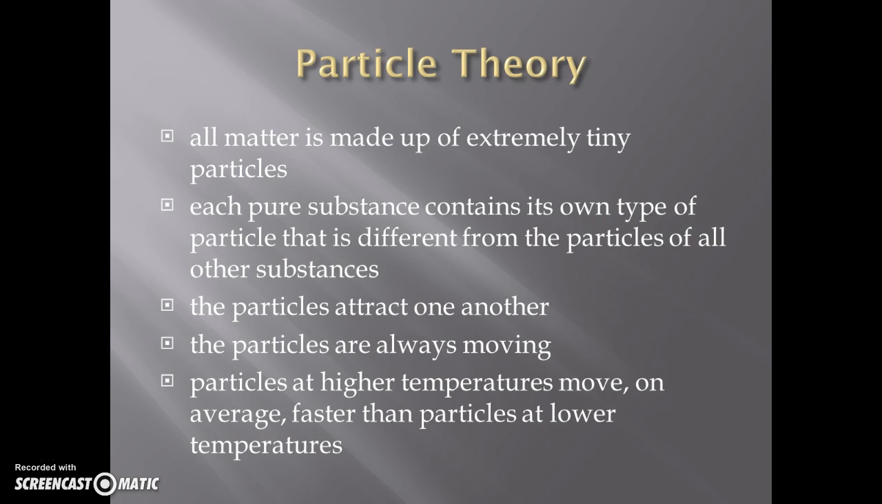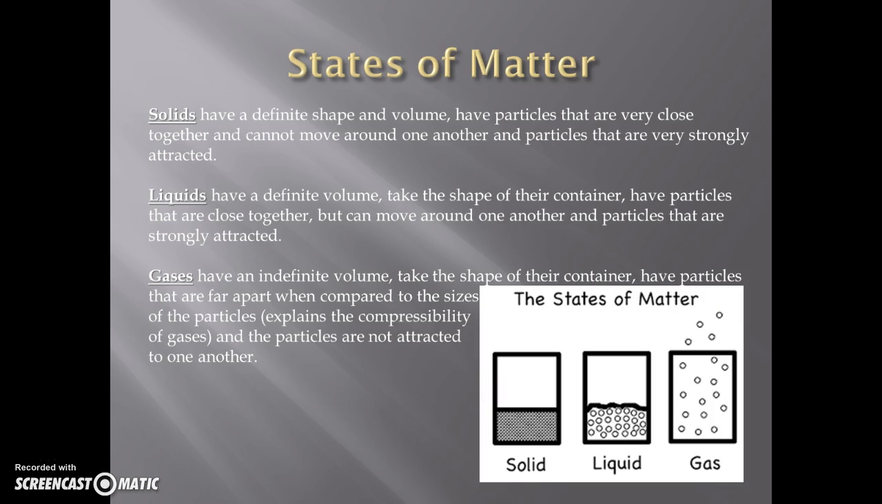Okay? So in terms of particle theory, there are 5 postulates that deal with particles. And the first is that all matter is made up of these extremely tiny particles. Okay? And each pure substance contains its own type of particle that's different from the particles of all other substances. It's also important to know that particles attract one another, they're always moving, and that the higher the temperatures are, the faster they're going to move. Right? So higher temperatures, more energy, more movement. Okay? And this ties into states of matter.